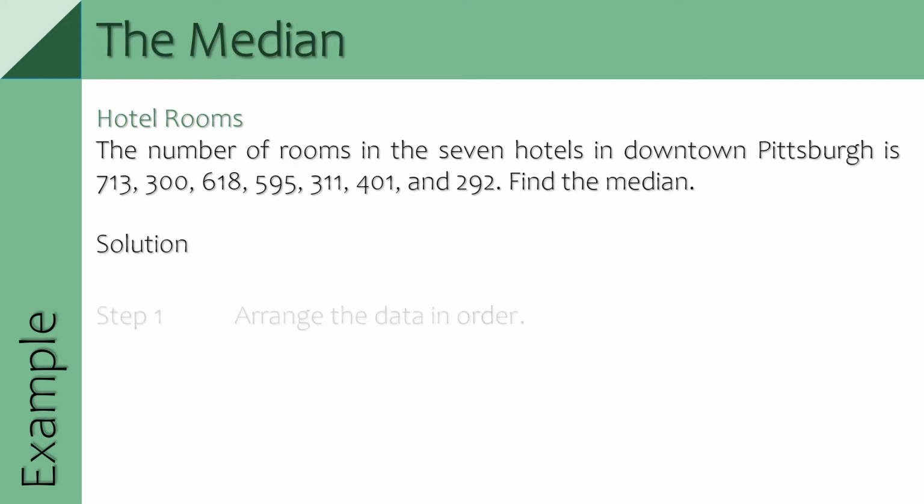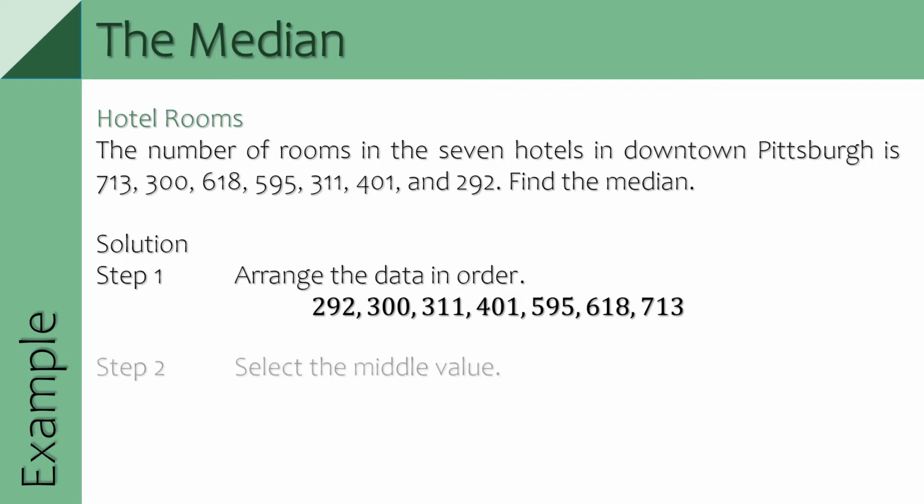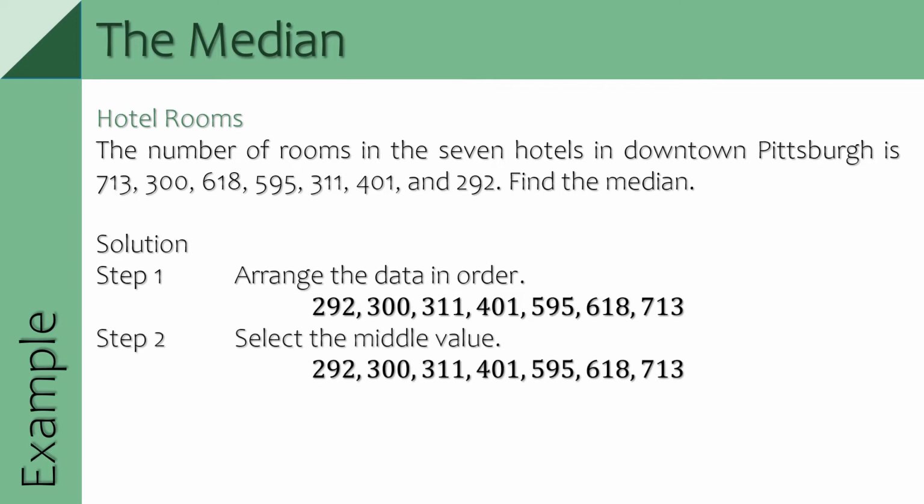Okay, so the solution. First step, arrange in order from lowest to highest. So we have 292, 300, 311, 401, 595, 618, and then 713. Next step is to select the middle value. In this data array, the middle value is 401. So therefore, this is our median. Hence, the median is 401 rooms.